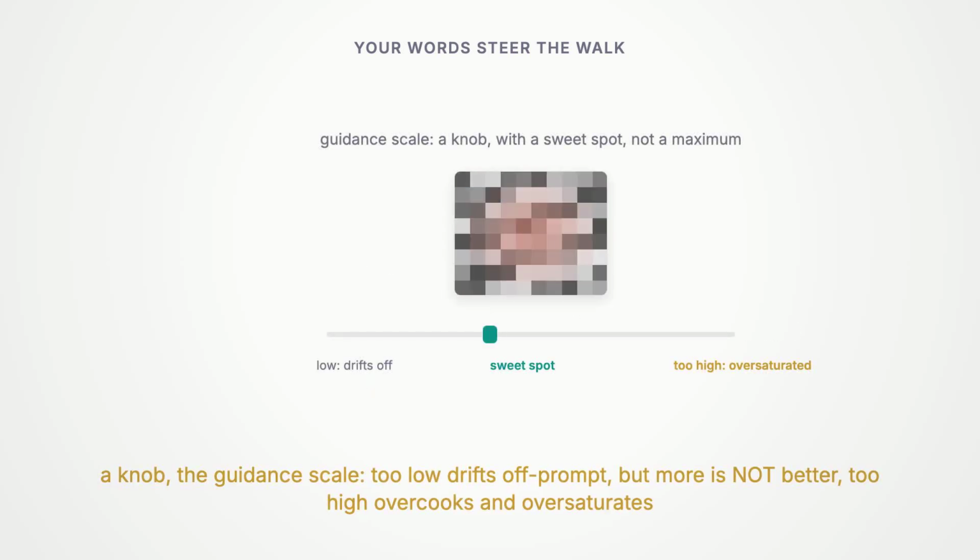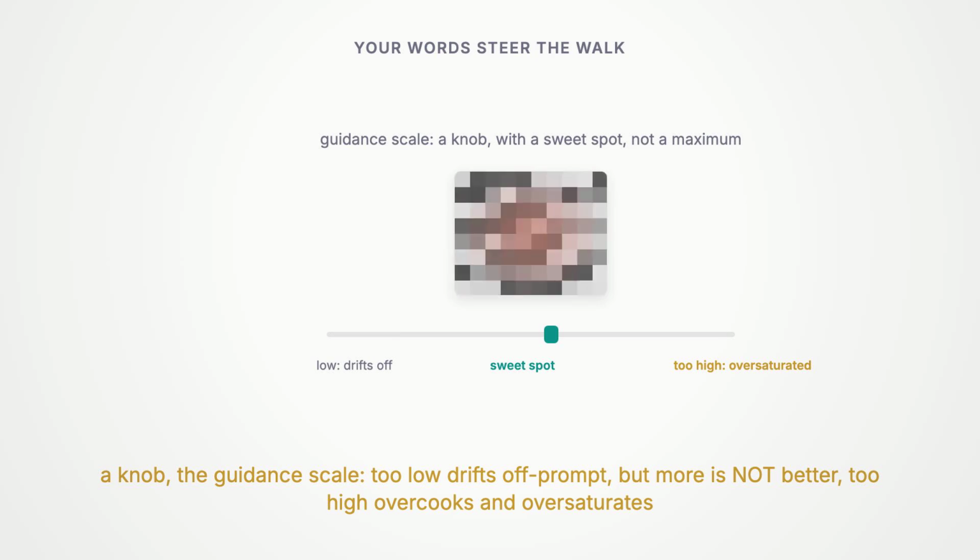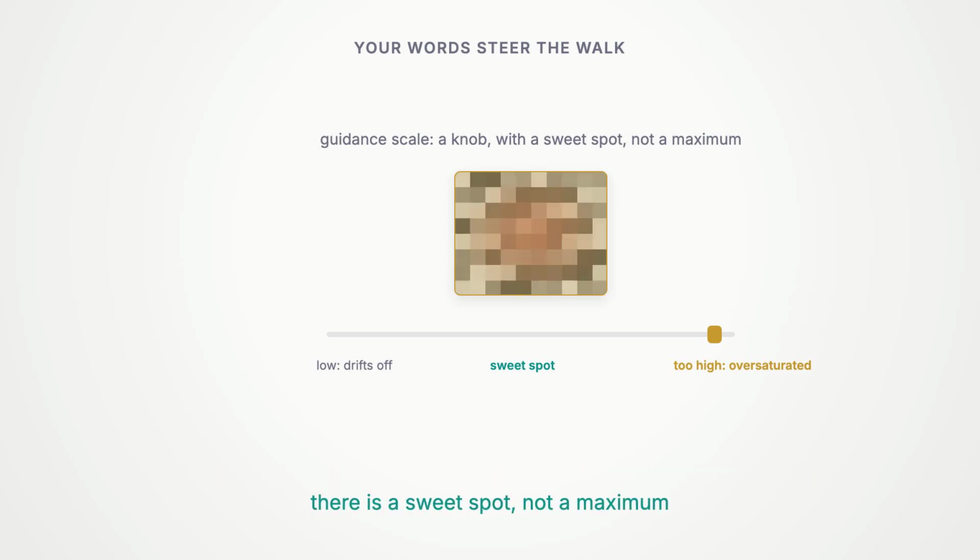There is a knob for how hard, the guidance scale. Turn it low and the image drifts off, vaguely foxish. Turn it up and it leans firmly toward your prompt. But, and this catches everyone, more is not better. Turn it too high and it overcooks, garish, oversaturated, overliteral, the AI shouting your prompt back at you and losing all variety. There is a sweet spot, not a maximum.